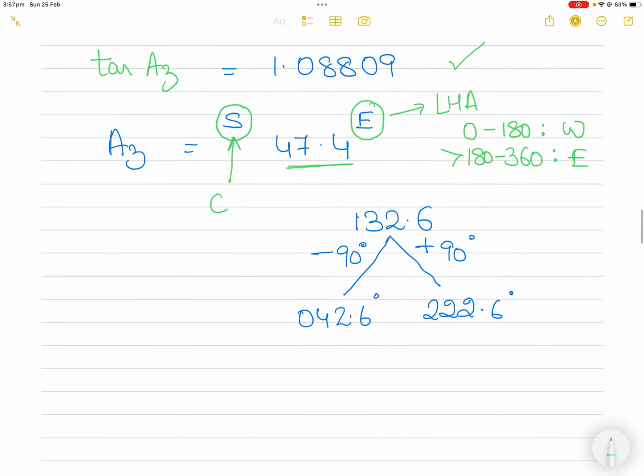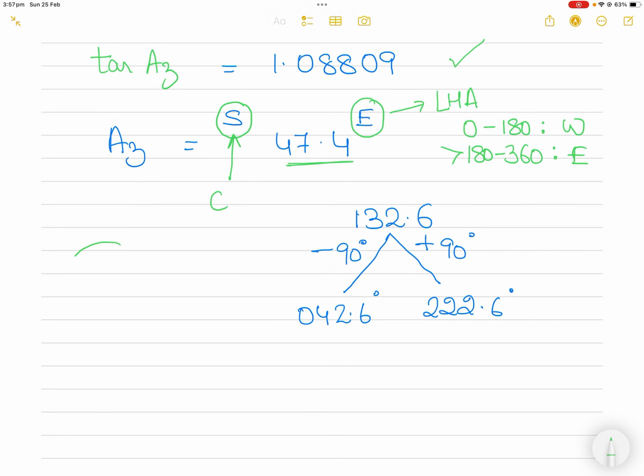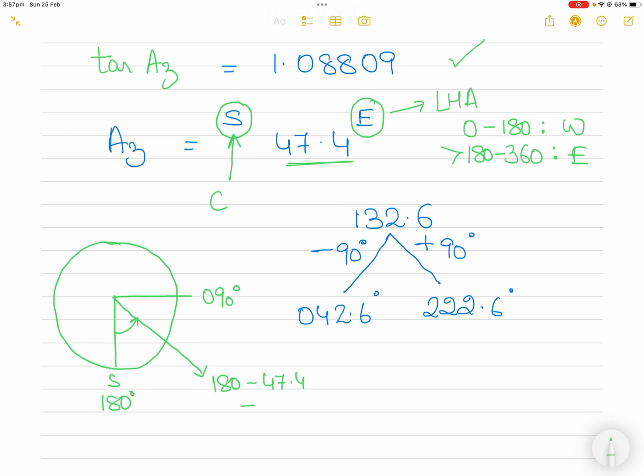Now what does south 47.4 east mean to you? South 47.4 east means that if I am in south, which is 180, and I am going towards east, which is 090 degrees, I go 47.4 degrees towards east. That means 180 minus 47.4, which is equal to 132.6.